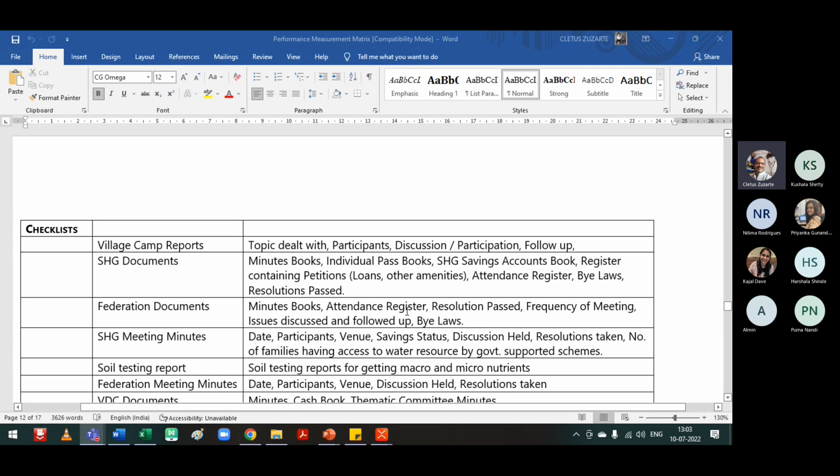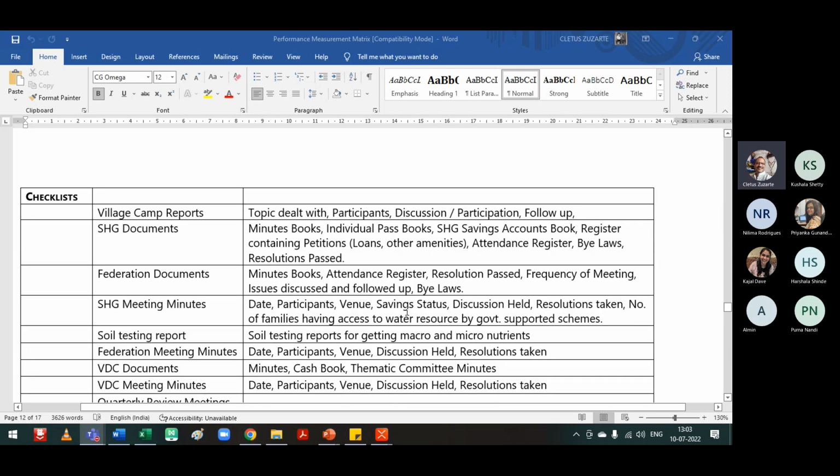Now, another interesting tool that we developed was the checklist. We sat down and developed checklists on various things that we needed to put into place within the project, like a checklist with regard to certain SHG documents. So when you're looking at SHG documents, what is it that we need to look at? This checklist covered the minutes book, individual passbook, SHG savings account book, registers containing quotations, loans, amenities, attendance registers, bylaws, and resolutions passed. This was a fantastic project which I was working on. They had worked on such details, so it was very interesting to work with them.